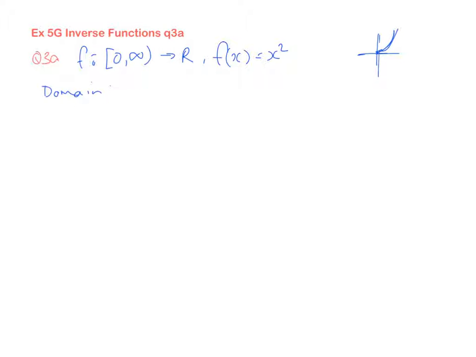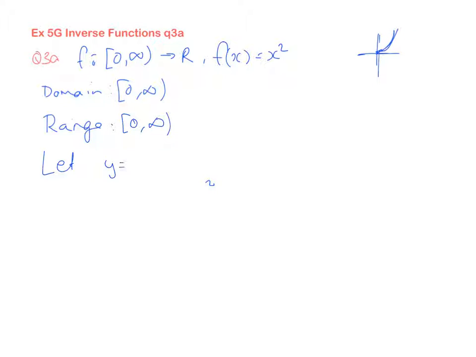Domain. So our domain is going to be between 0 and infinity, because this is our domain here. So now our range, if we look at our graph over here, it's going to be 0, the y value, so 0 to infinity as well. Okay, so now I've got that. So now what's our next thing?